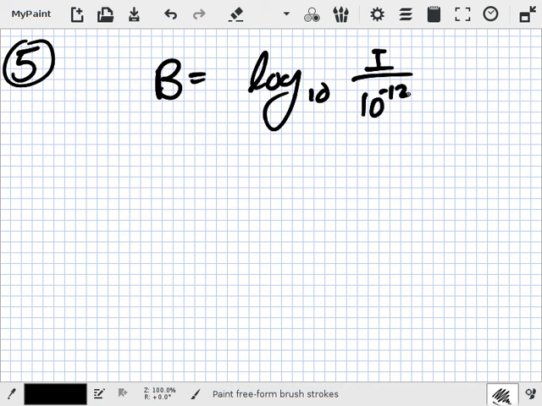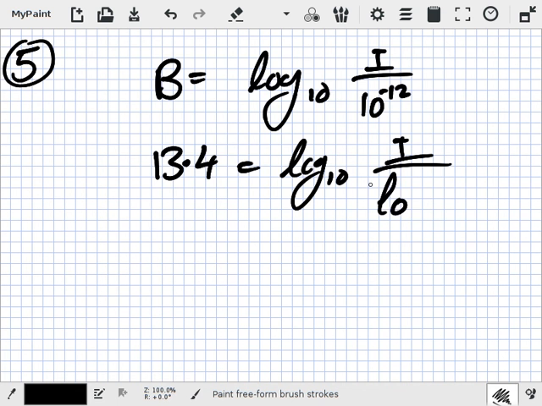If a fired gun measures 13.4 bels, then what is the sound intensity from firing? So here it's not actually difficult. I tell you what the B is and I want the I. So the B is 13.4 and I want the I. What should I do here to get the I, do you think? Is there any easy way to cancel log base 10? How do you cancel log base 10? Not log, you know that's wrong.